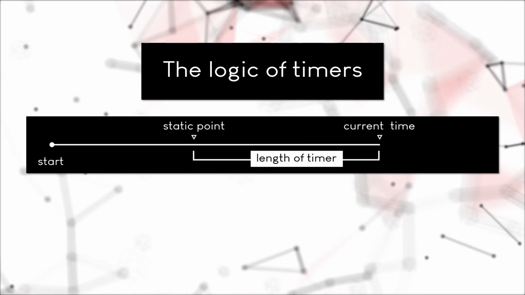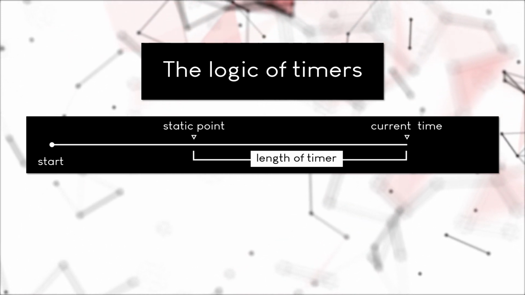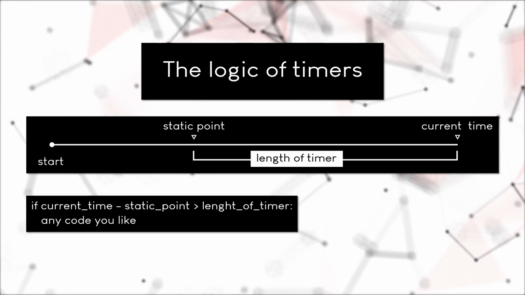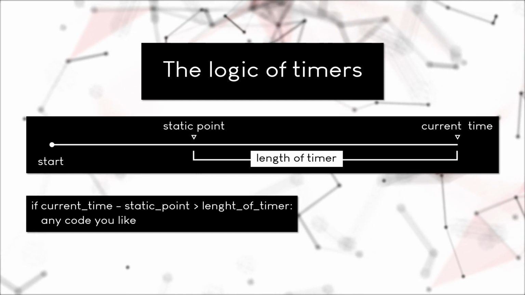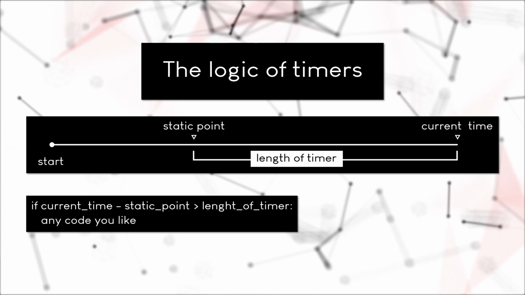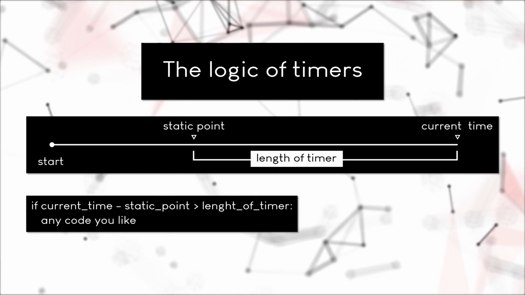And all we really need is to run a function where we have current time minus our static time greater than the length of the timer that we want. So if I wanted a 2-second timer, we would need a line like current time minus static time is greater than 2000. And run whatever code you want after that.